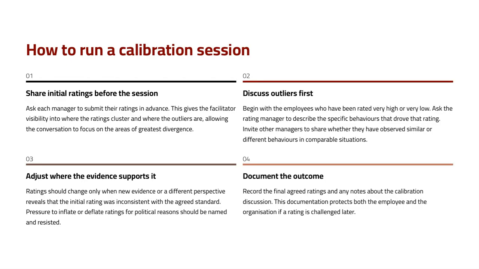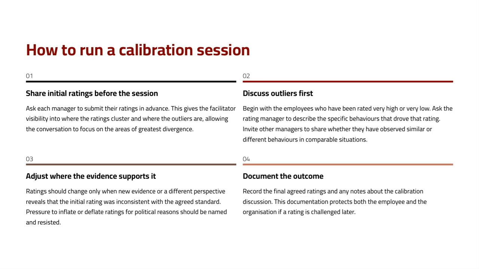To run an effective calibration session, start by sharing initial ratings before the session. Have each manager submit their ratings in advance, so the facilitator can see where most ratings cluster and identify any outliers, which helps focus the discussion on the biggest differences. Next, begin by discussing those outliers first. Ask the manager who gave a high or low rating to explain the specific behaviors behind their assessment, and encourage others to share if they've seen similar or different behaviors in similar situations.